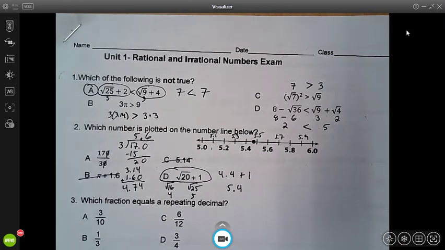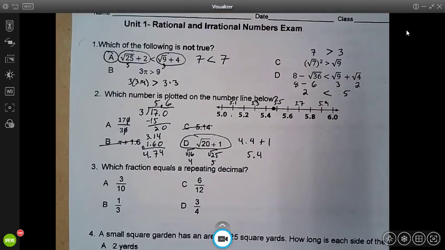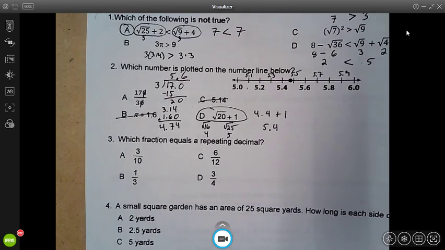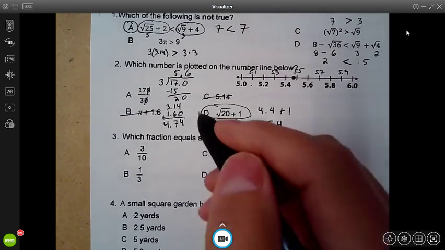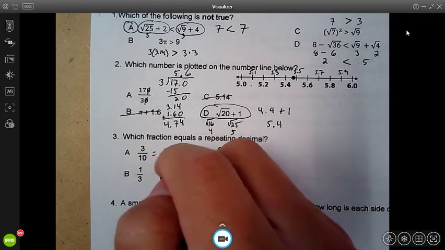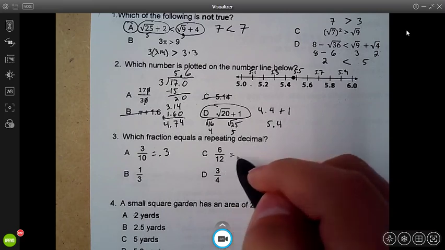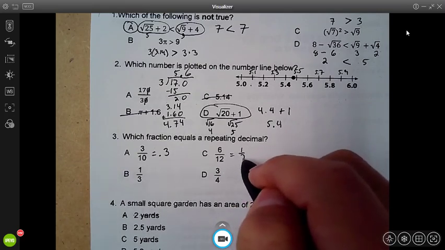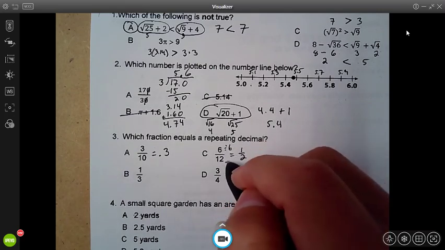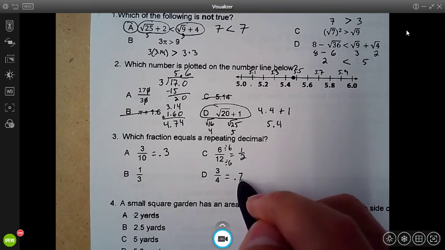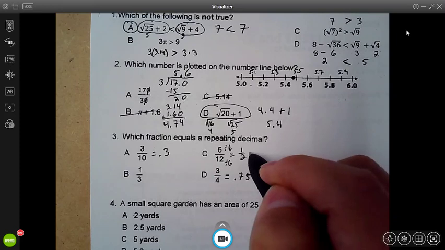Okay. All right, so for number 3, which fraction equals a repeating decimal? Well, A is 0.3. C is 6 over 12, right? C is 1/2. I can divide both by 6 and get 1/2. 3/4, that's 0.75. The 1/2 is 0.5. None of those are repeating.